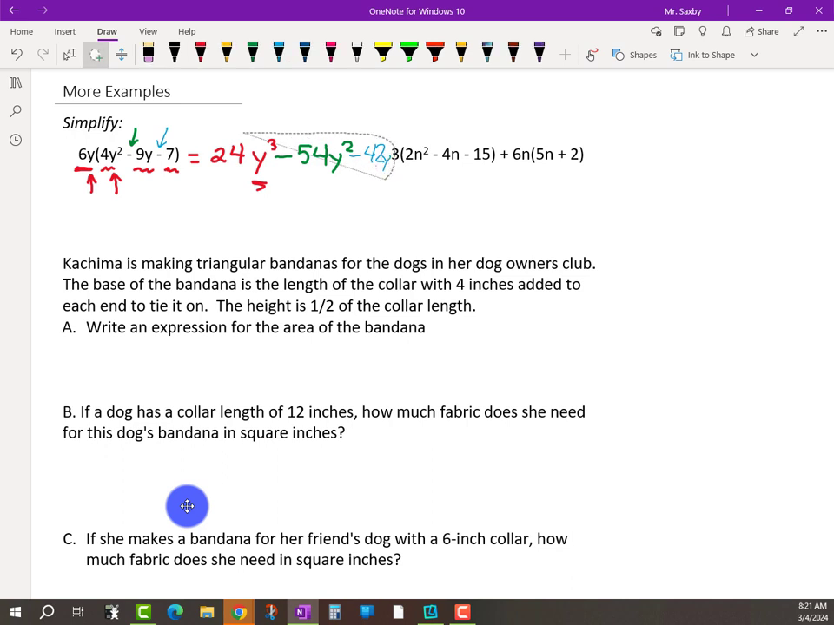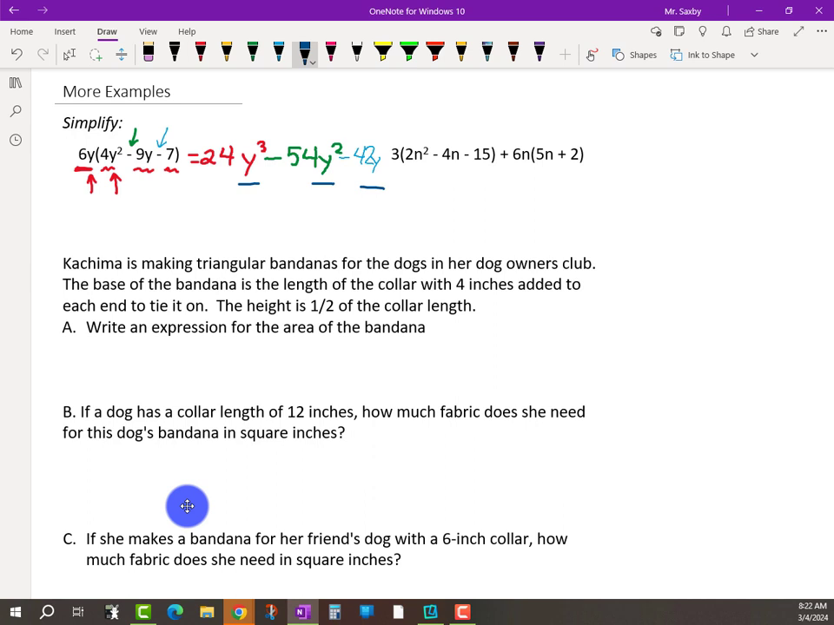And I'm going to move this all down. Okay, so there. Now, one thing to stop and think about is, am I done? Well, all of these terms have different variables, y cubed, y squared, y, so they can't be added together. So we are done. And, yeah, that's it.